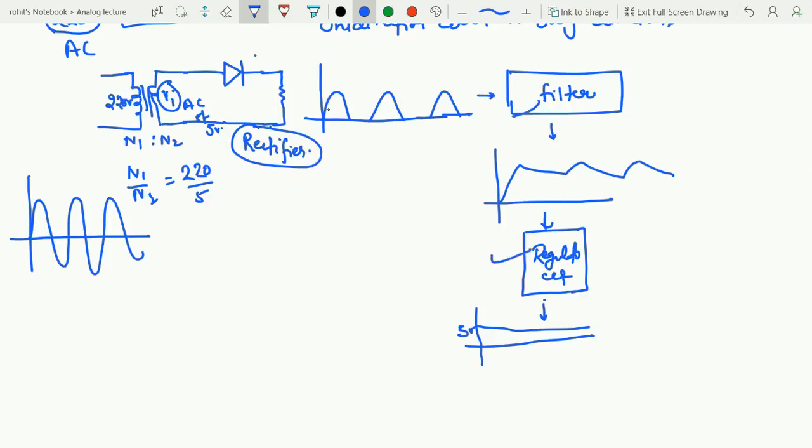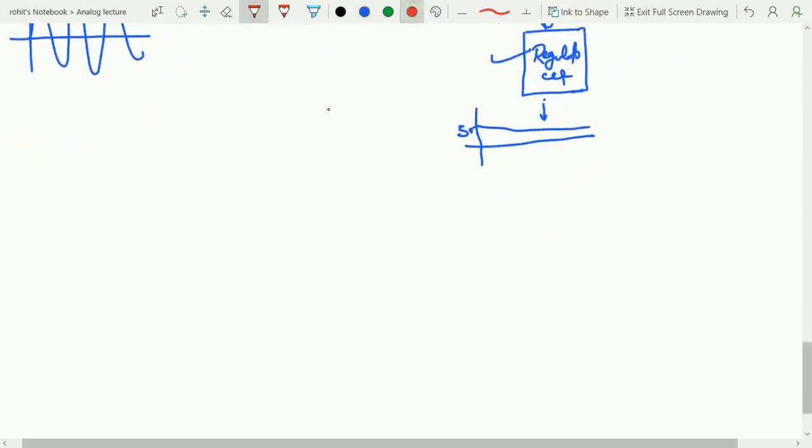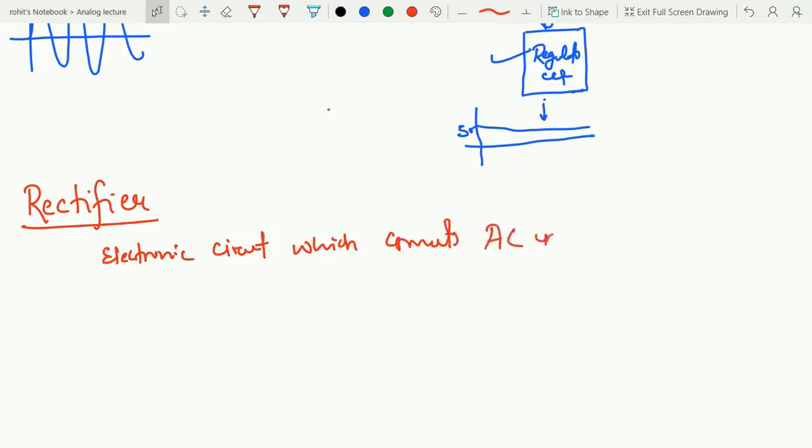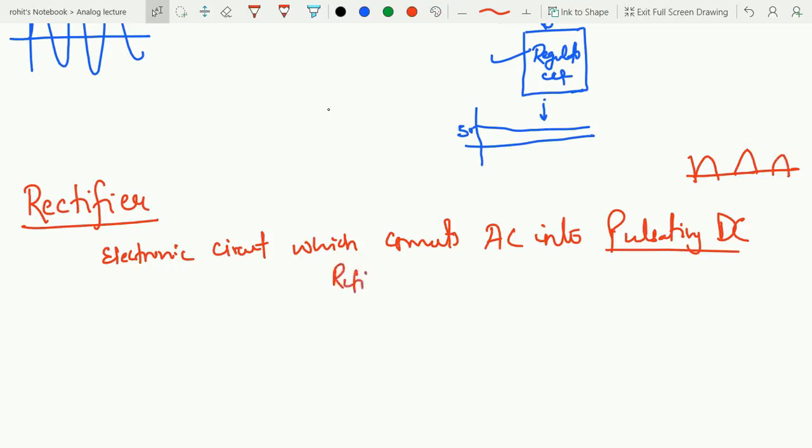So now let's study rectifiers. First of all, what is a rectifier? We can define a rectifier as an electronic circuit which converts AC into pulsating DC, not pure DC, pulsating DC like this. Rectifiers can be classified into low voltage rectifiers and high voltage rectifiers.